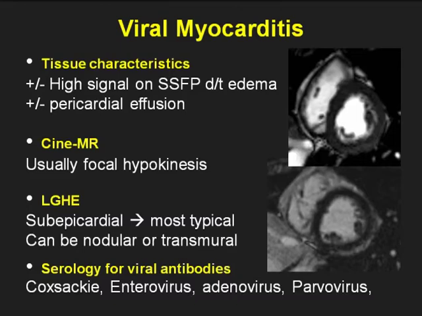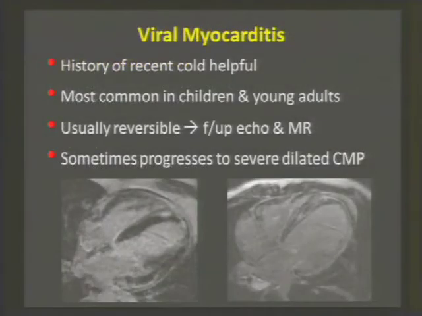Serology for the viral antibodies could confirm this diagnosis with any of these viruses being the cause. A history of a recent cold is very helpful. It is most common in children and young adults, and it's usually reversible. So these patients get followed up with echo and MR. And in MR, what we tend to see is reversal or decreased size of that delayed gadolinium enhancement.